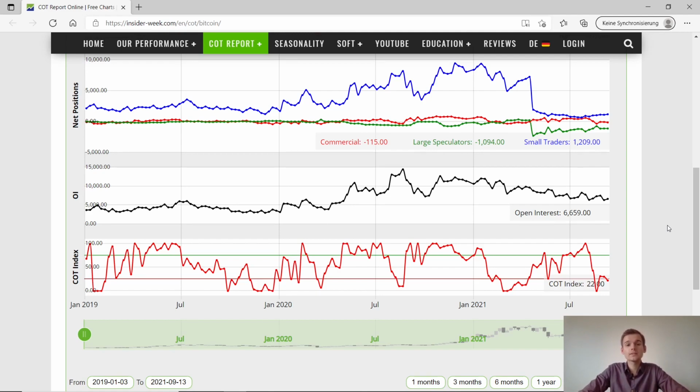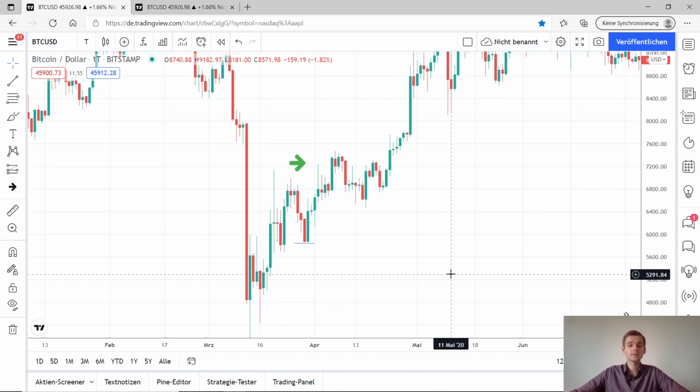So I have analyzed the Bitcoin chart for the last years and I searched for our trading signals, which I will show you right now. So let's start with signal number 1.